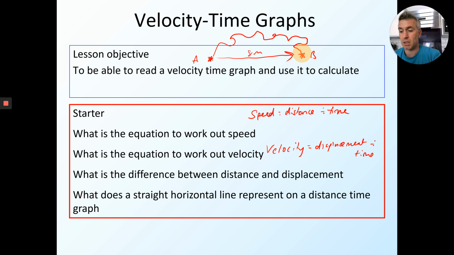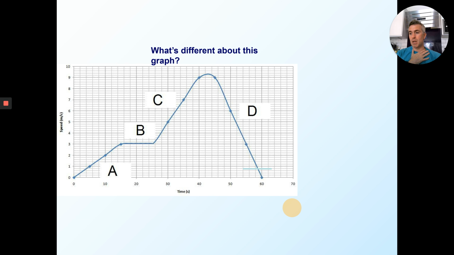What does a straight horizontal line represent on a distance time graph? It represents a stationary object, as in something that isn't moving. So that was distance time graph. Let's look at some speed or velocity time graphs.